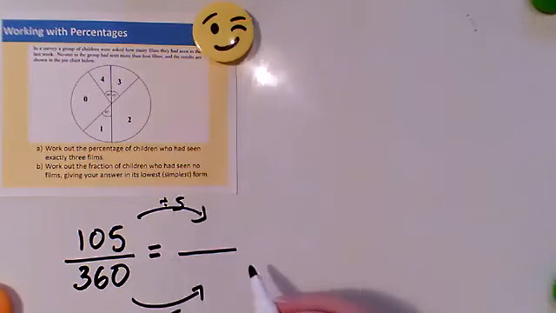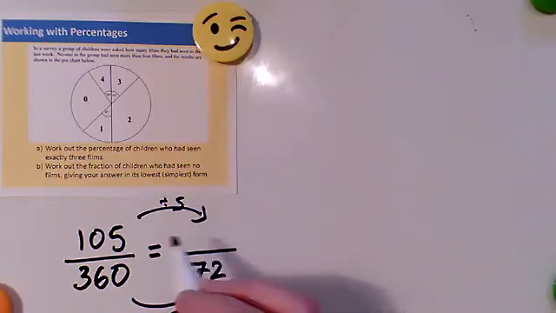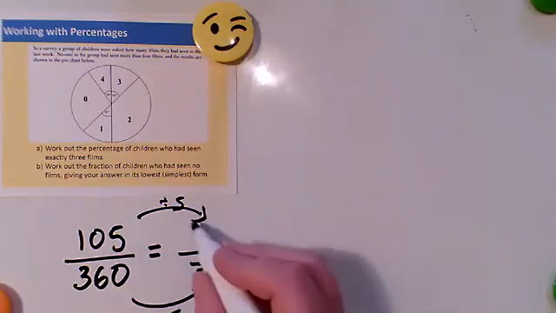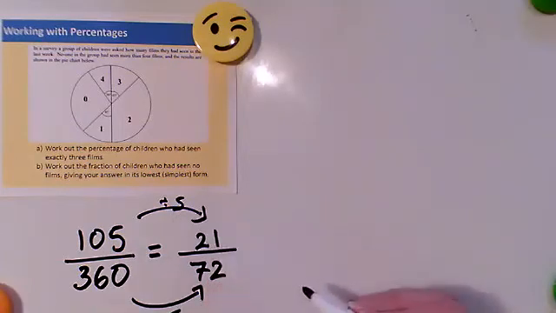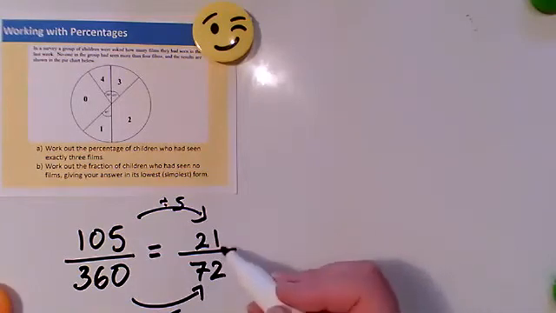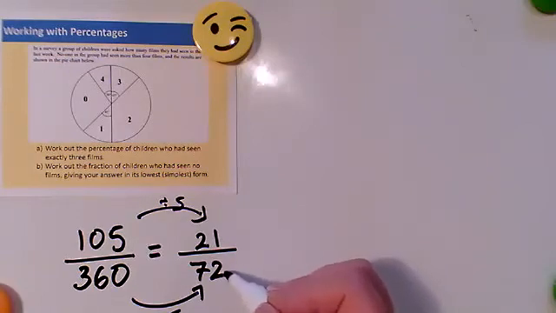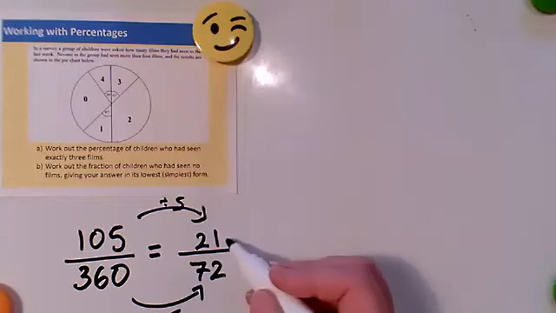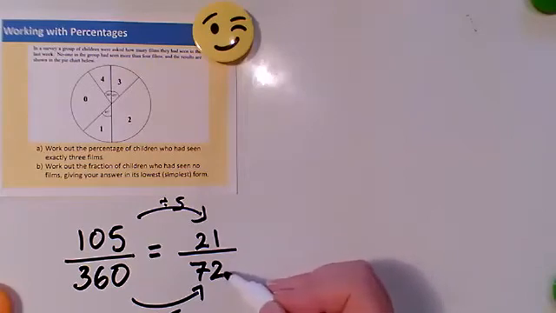5s into 360 goes 72 times, and 5s into 105 go 21 times. So is this in its simplest form? So I'm just going to look at 21. Now I know 7 is a factor of 21, but 7 isn't a factor of 72. I know 3 is a factor of 21. Is 3 a factor of 72?